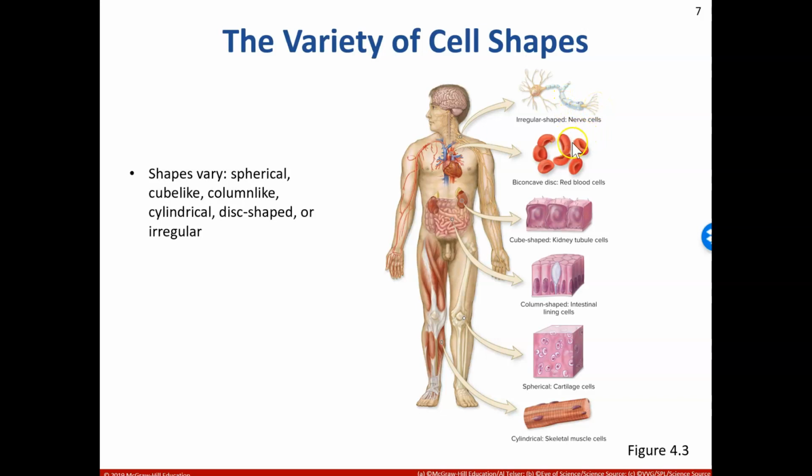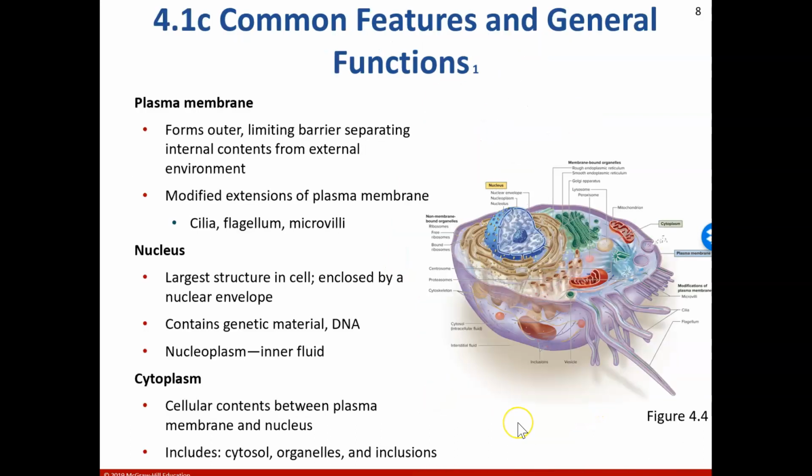We have the biconcave disc of our red blood cells, our cube-shaped cells, which can be found in our kidney tubules, our column-shaped cells, which can be found in our intestinal lining, and our spherical cells, like our cartilage cells, and lastly, our skeletal muscle cells, which are cylindrical in shape.